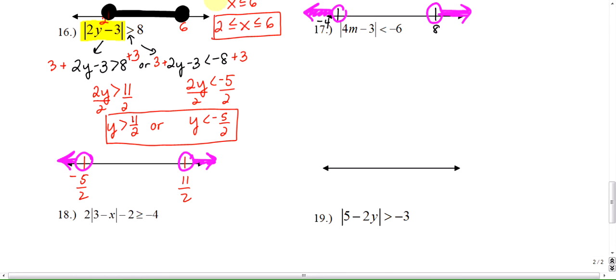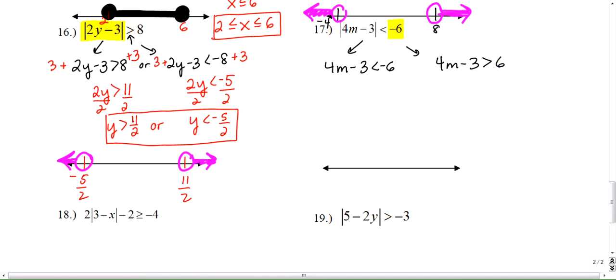All right, number 17, absolute value of 4m minus 3 is less than negative 6. I'm going to split. I don't know if you're noticing, there's something kind of weird about this. Usually when I split, this is already positive. So I'm going to try this closely. It doesn't mean that this is necessarily wrong, but something weird's happening here.